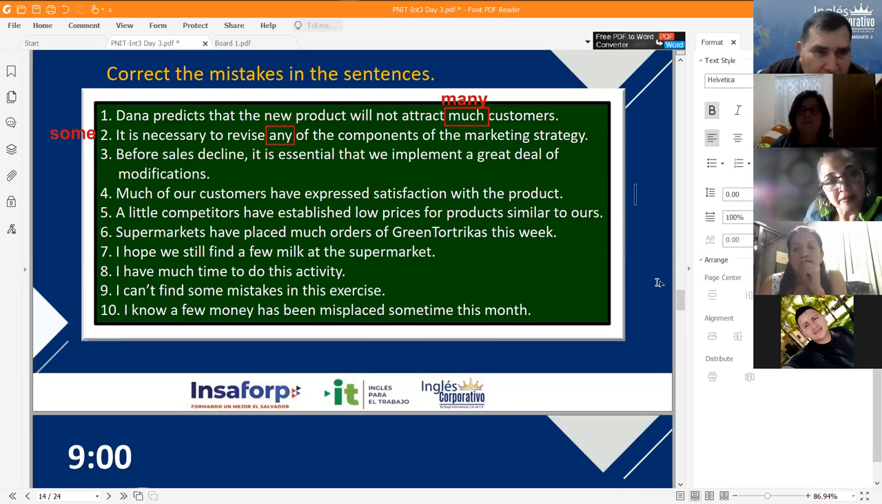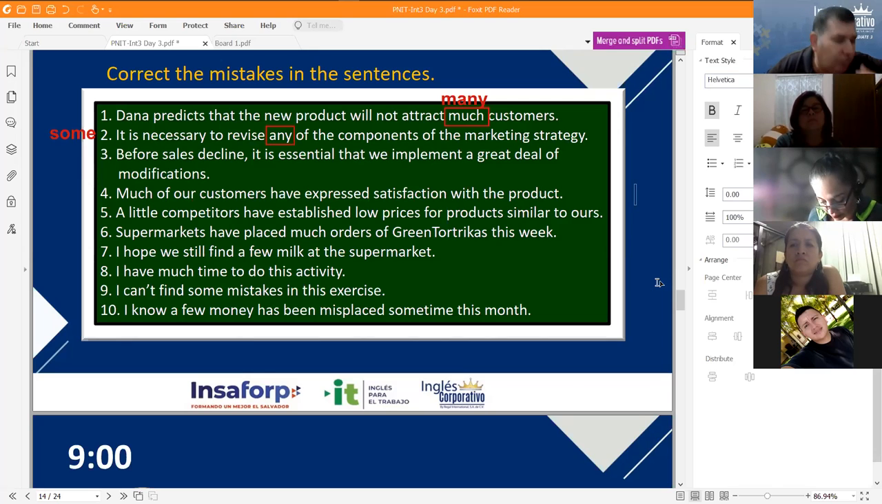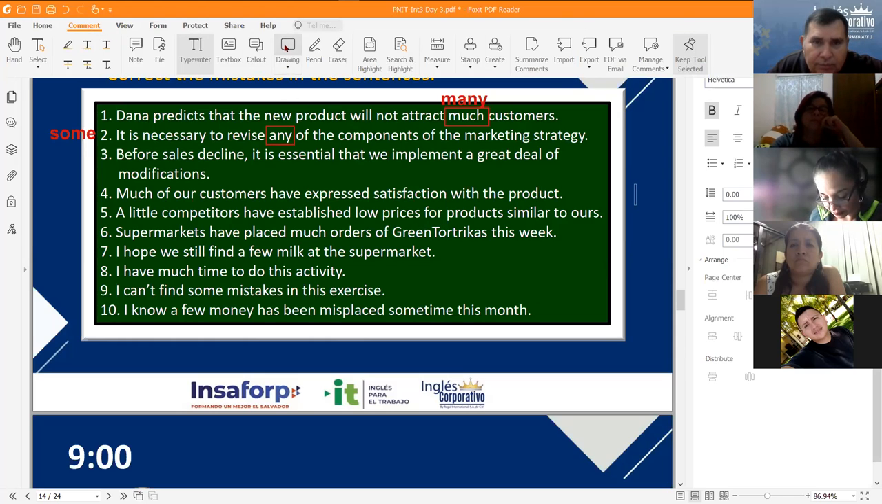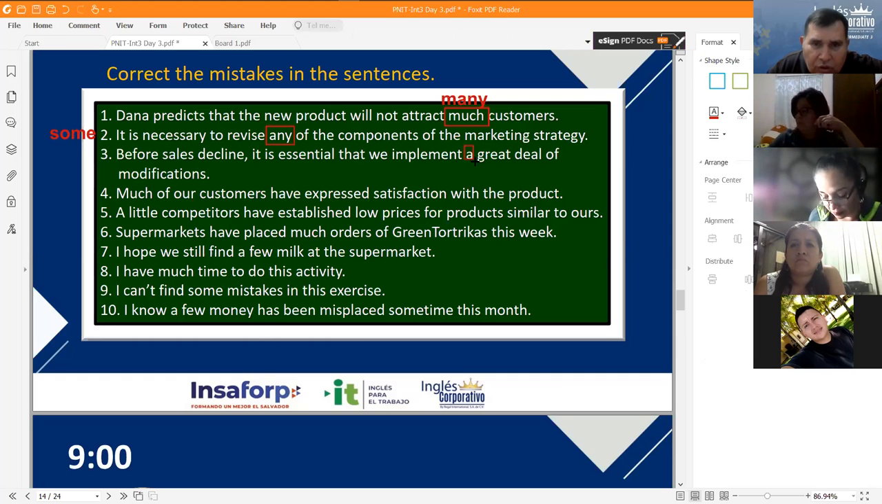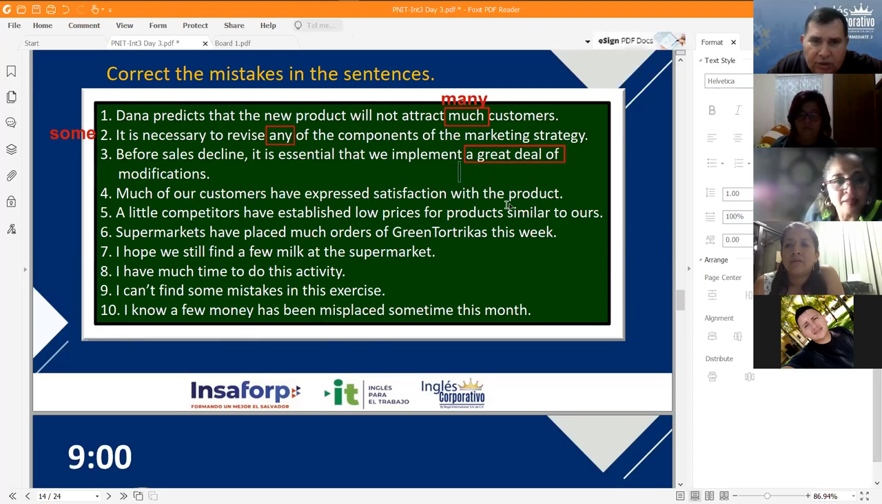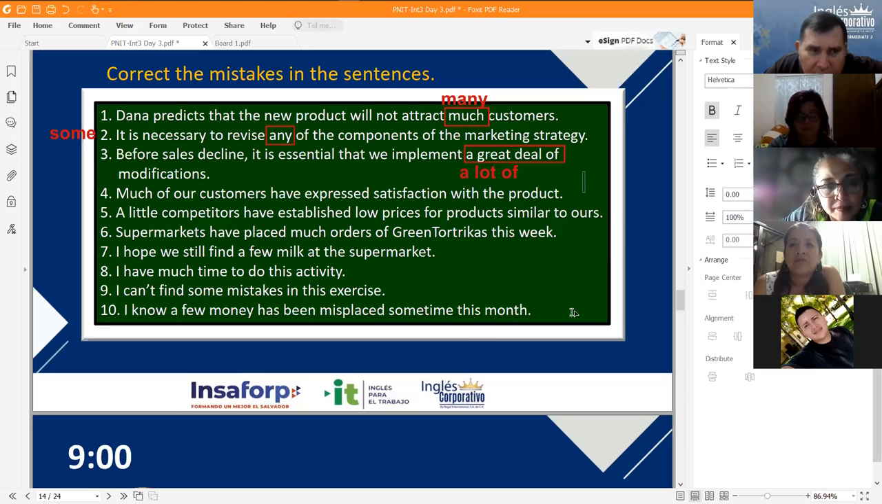Now, my friends, what about three? Before sales decline, it is essential that we implement a great deal of modifications. What do we use? Instead of a great deal, we prefer to use what? A lot of modifications. So let's put them here, a lot of.